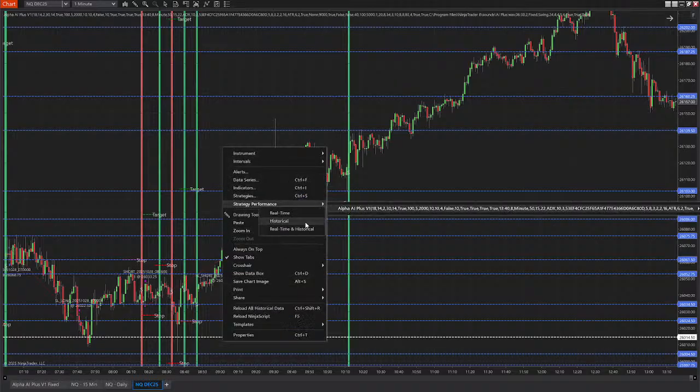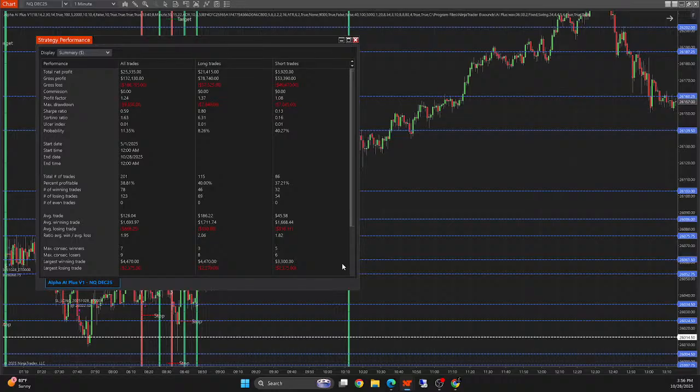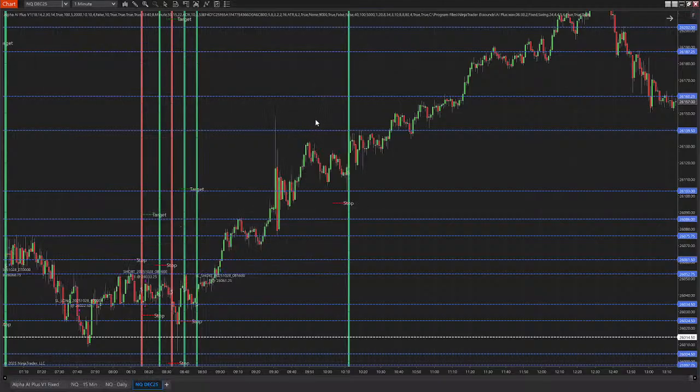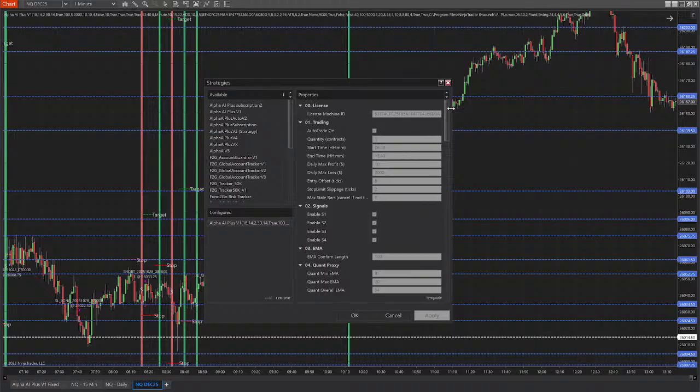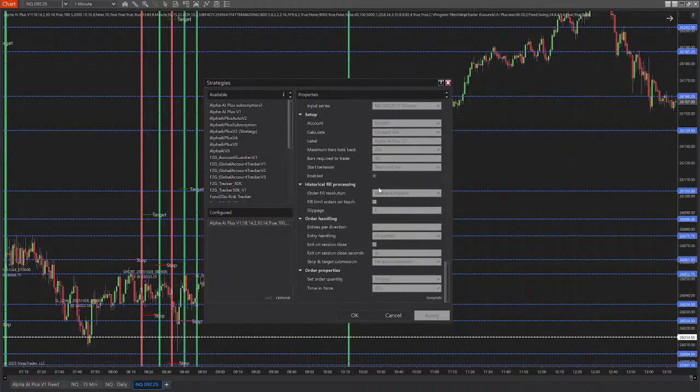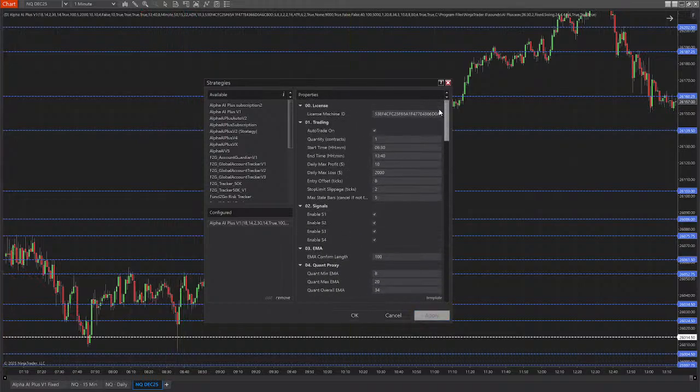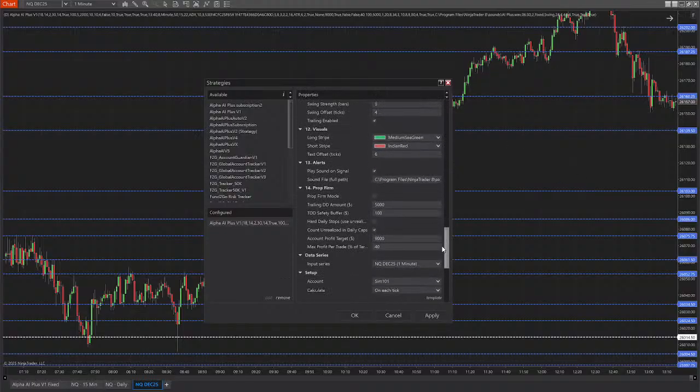So let's see what's going to happen in here. No, still good profit, but drawdown is higher. So let's try something else. Instead of daily max profit 10, let's make it $2,000. I think it is not going to make a difference.